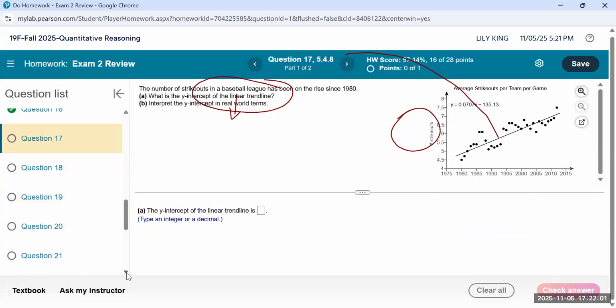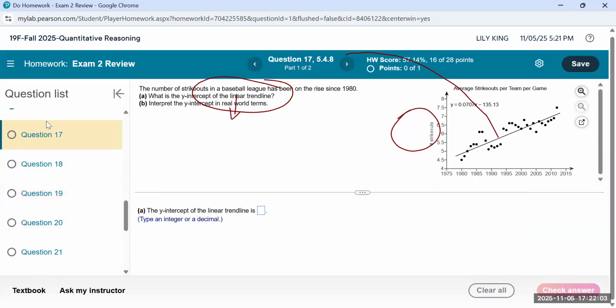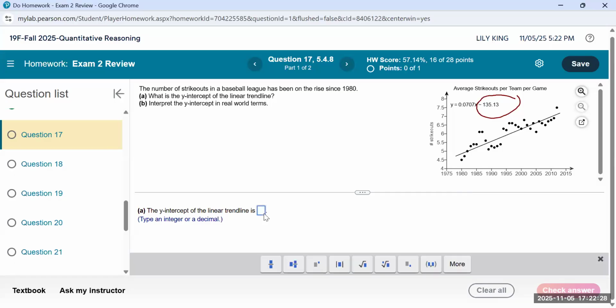Now, next one, we have to find the y-intercept. For y-intercept, we have the equation, and your b value is your y-intercept, or you can set x equal to 0 in the equation you find on the graph, and the value that you have left is your y-intercept. So this is negative 135.13. So do not forget to put negative sign.